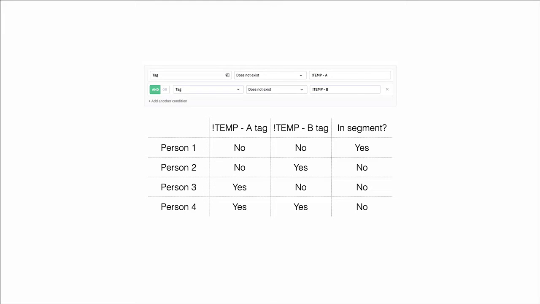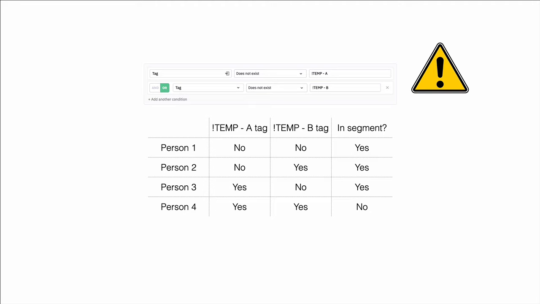Now, here is negative logic with and. So we're looking for somebody that doesn't have temp A and they don't have temp B. Well, there's only one person that meets it. That's person 1, because everybody else either has one of those tags or both of those tags.